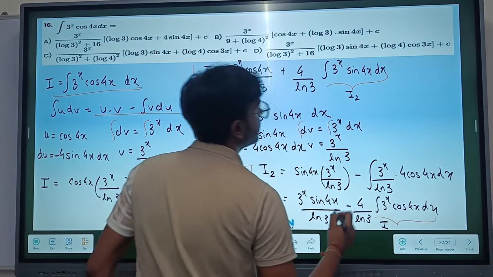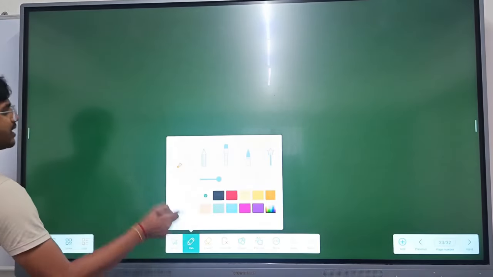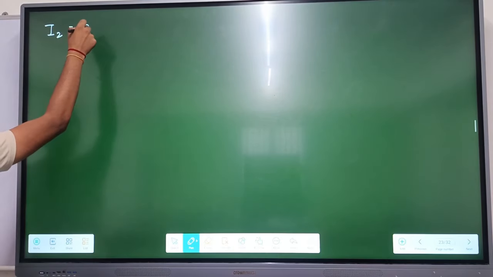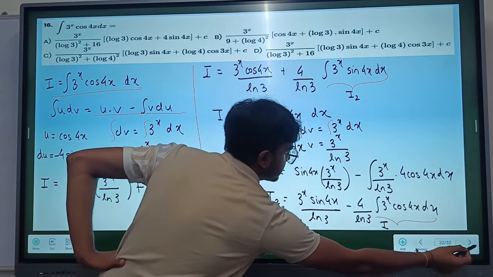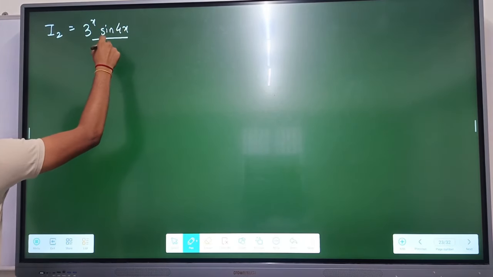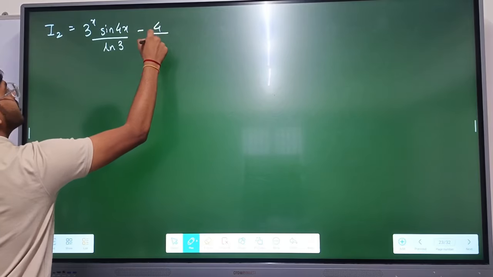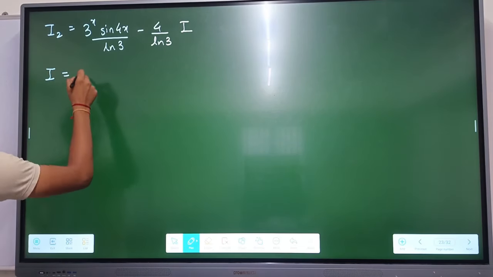And this is the I value. So basically I am getting I2 as 3 power x sine 4x by ln 3 minus 4 by ln 3 into I. This is the I2 value. And what was the I value in terms of I2?